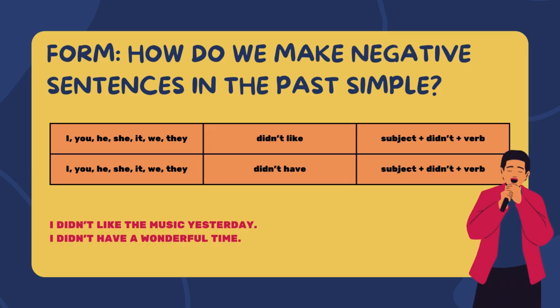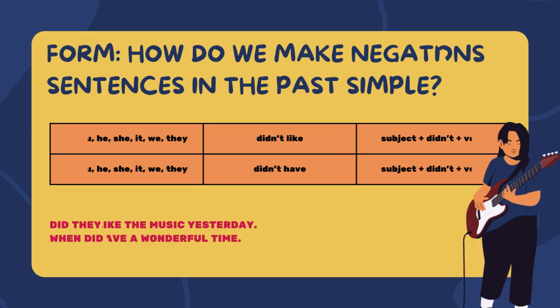Next is how we make negative sentences in the past simple. And the form is subject plus did not or didn't plus verb 1 plus object. In the negative sentence in the past simple, we use verb 1. So the examples are: I didn't like the music yesterday. I didn't have a wonderful time.